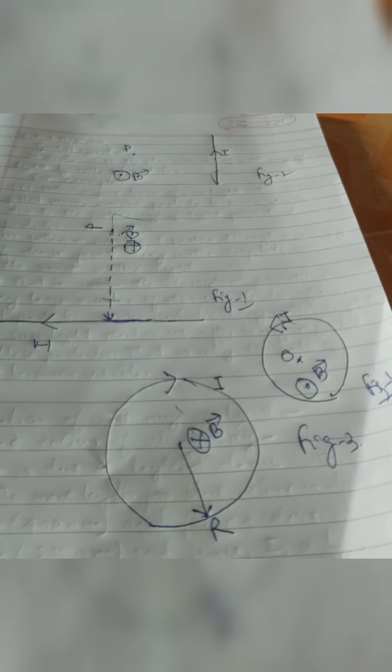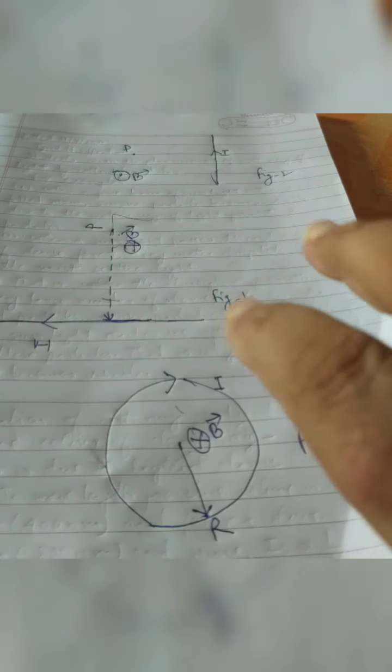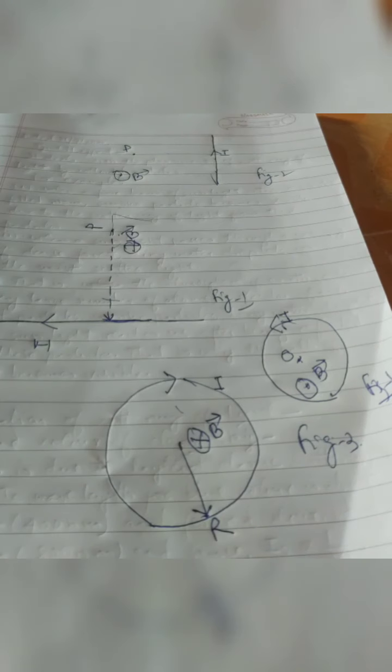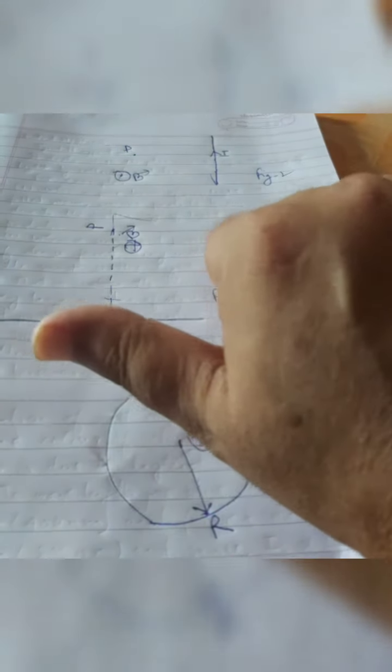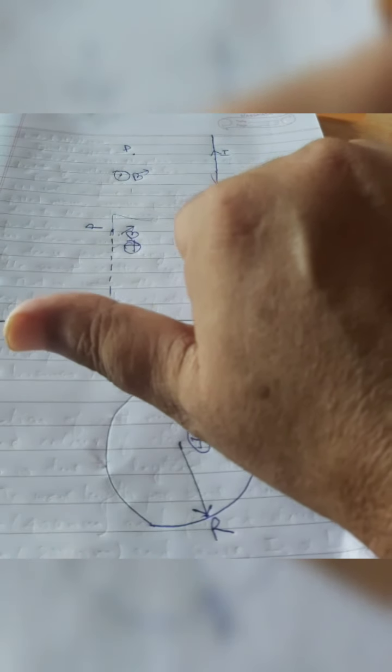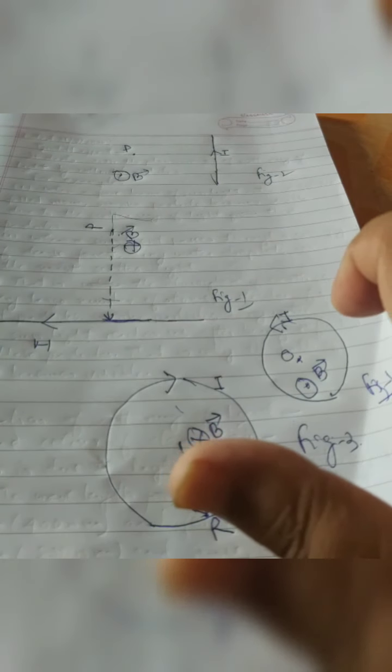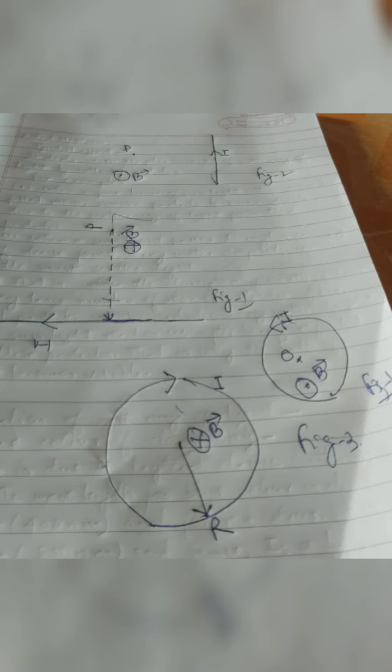So the direction of magnetic field in a circular coil can be determined by the right hand thumb rule, and the thumb will indicate the direction of magnetic field in case of a circular coil, and the curl finger will indicate the direction of current. But in a straight wire, the thumb will indicate the direction of current and the curl finger will indicate the direction of magnetic field. So to know the direction of magnetic field, these are the rules.